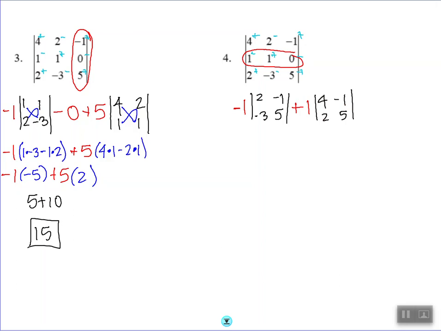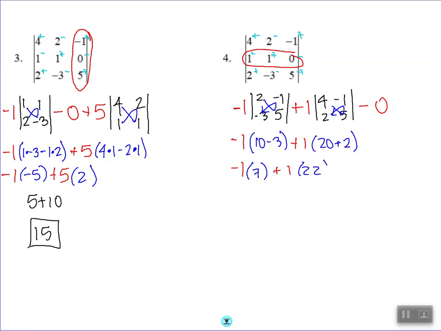And then the last value in that row is 0. So I don't have to do anything else with that. So now I need to find the determinant of these matrices. I have 10 minus 3, 20 minus negative 2, and minus 0. So I have negative 1 times 7 plus 1 times 22. So negative 7 plus 22, which is 15. So regardless of which row or column you choose for your scalar values, you should get the same determinant.